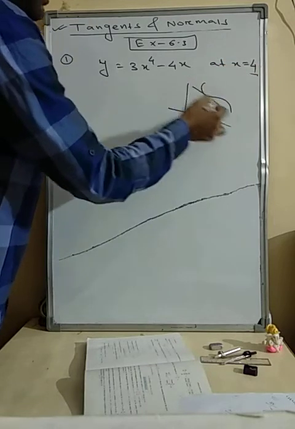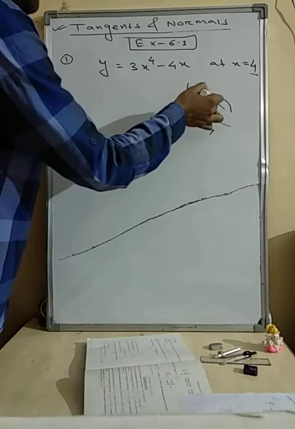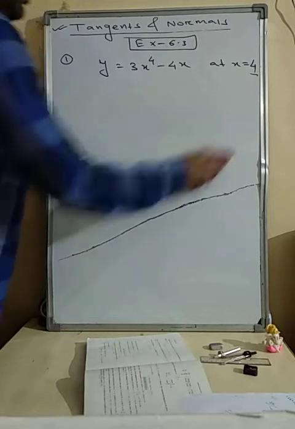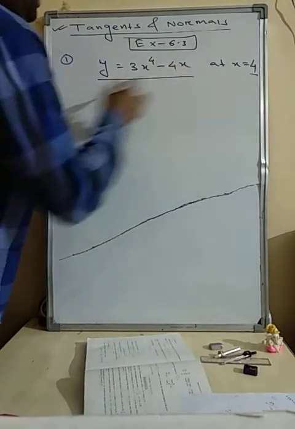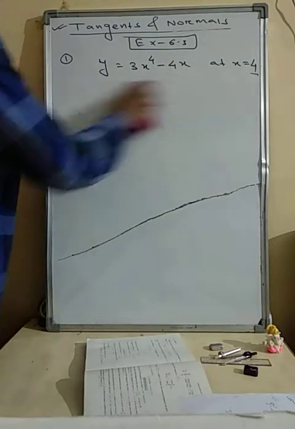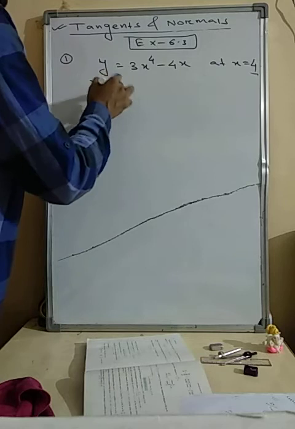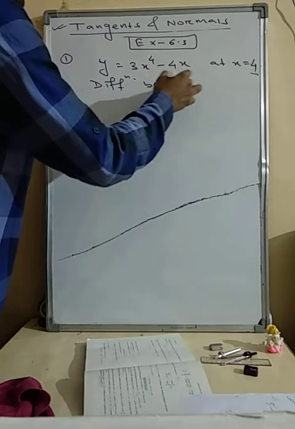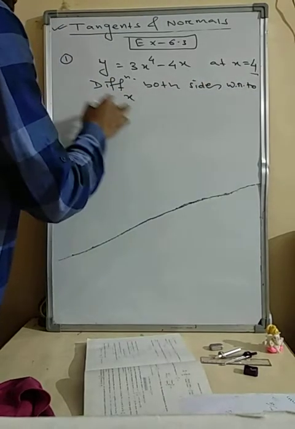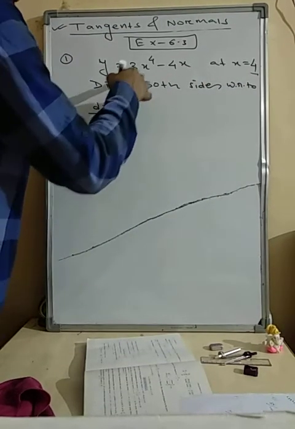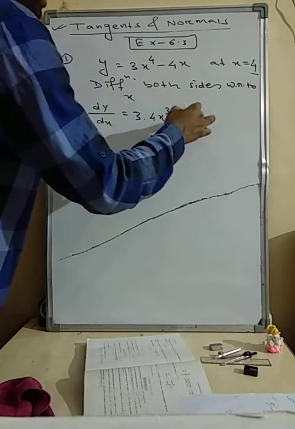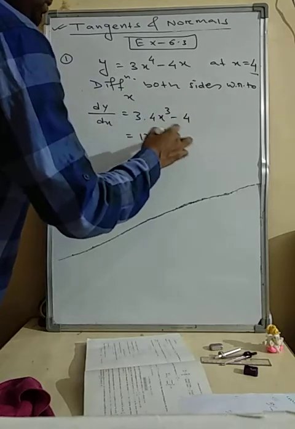If I draw the tangent, what is the slope of that tangent? We already know the slope of the tangent to this curve is always dy/dx. So first of all, you differentiate it with respect to x, differentiating both sides with respect to x. This side will be dy/dx. It is 3 constant, d/dx of x to the power 4 is 4x cube, d/dx of 4x is 4. That is 12x cube minus 4.